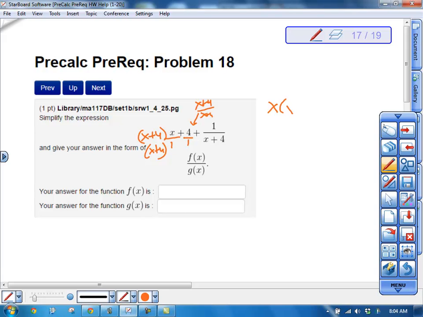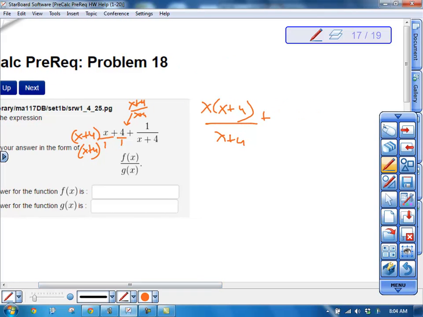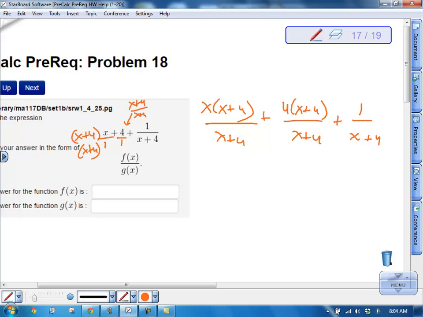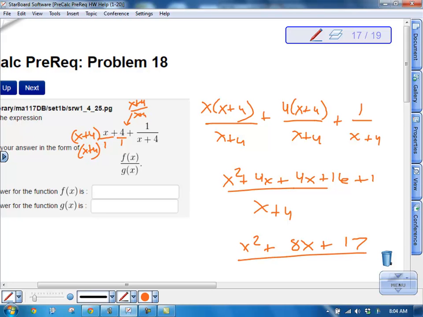If you do that, you end up with x times x plus 4 for the first one, all over x plus 4. And then next one, you end up with 4 times x plus 4, all over x plus 4. And then 1 over x plus 4. Okay, so add those together. Obviously, it's going to be over the common denominator. And then I'm going to distribute this, so it ends up with x squared plus 4x. And then here I've got 4x plus 16 plus 1. I can simplify that as 8x plus 17 all over x plus 4. And then x^2 plus 8x plus 17 goes here, and the other one is x plus 4, which goes here.